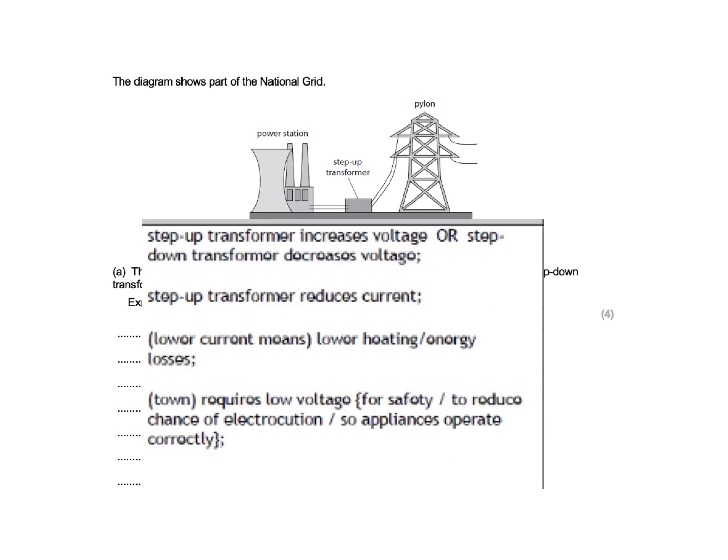appliances. And when we check our mark scheme, we see these same marking points of a step-up transformer increases the voltage, or a step-down transformer decreases the voltage. The step-up transformer reduces the current. Lower current means heating energy losses are less, but when we get to the town it needs lower voltage for safety reasons so that their appliances operate correctly.